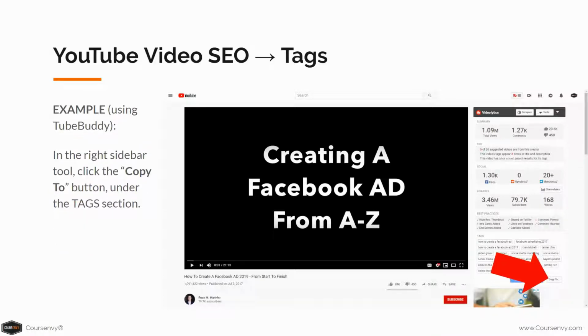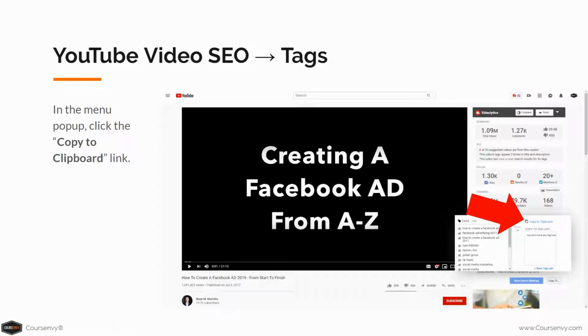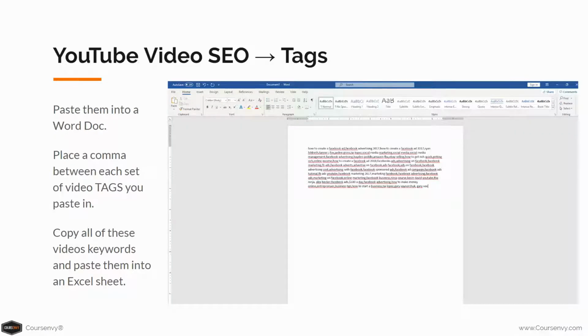So for this example, I've installed TubeBuddy on my Google Chrome, and in that right sidebar, I click the Copy To button under the Tags section. Then in that pop-up menu, click the Copy to Clipboard link. So you want to paste this into a Word doc and place a comma between each set of video tags you copy and paste into this Word doc.